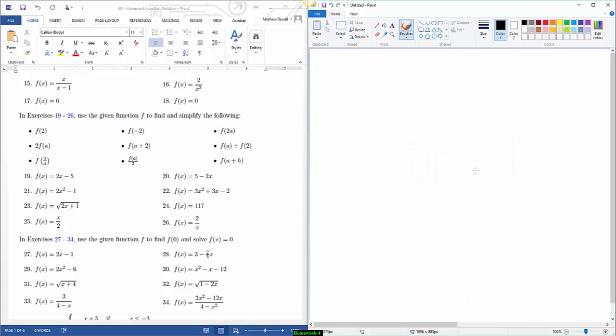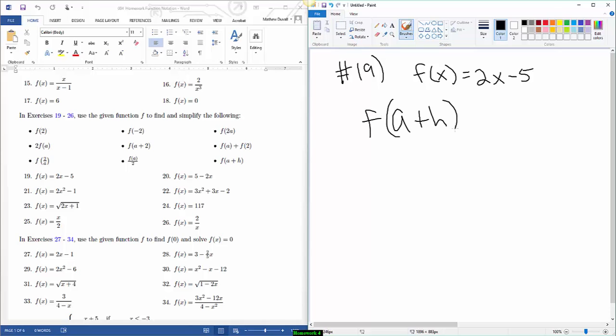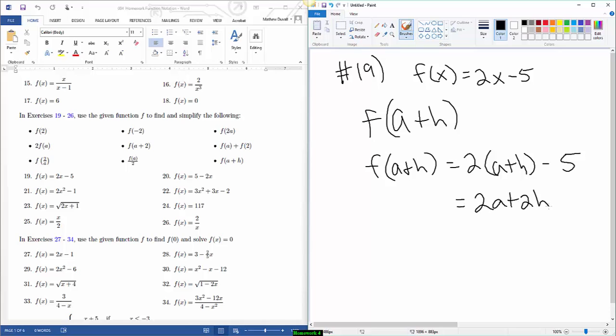And for the last bullet point, for number 19, if we're going to say f of x equals 2x minus 5, what if I wanted to find f of a plus h? That means that if I have f of blank equaling 2 blank minus 5, if I'm inputting a plus h into there, this is going to be 2a plus 2h minus 5. That'll be my result there.